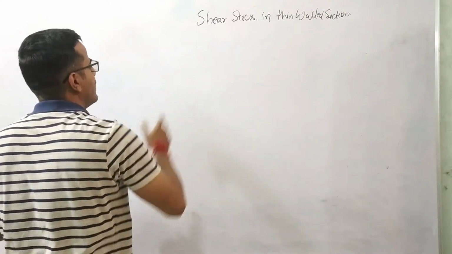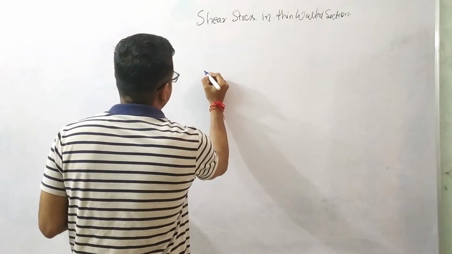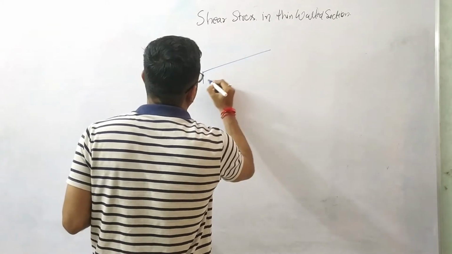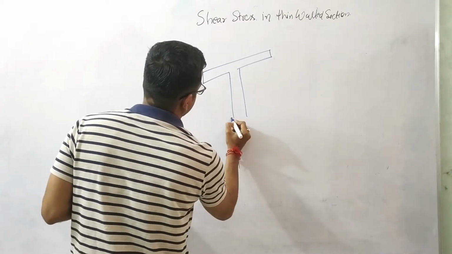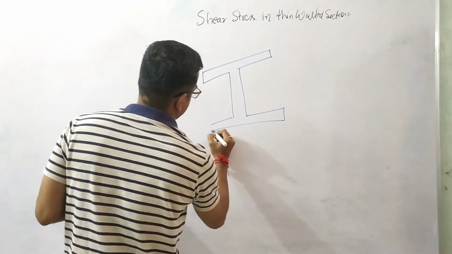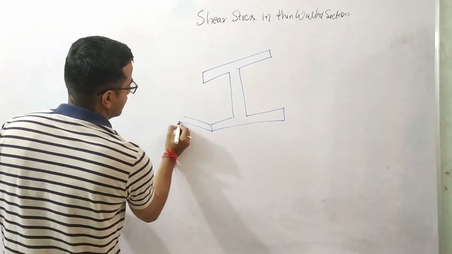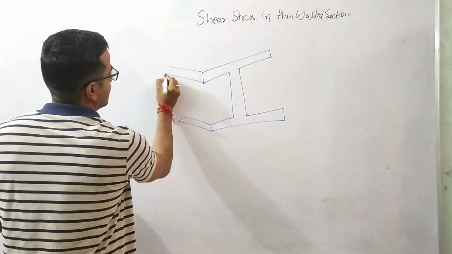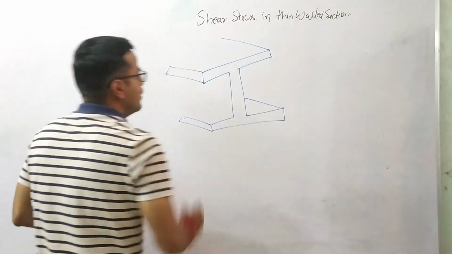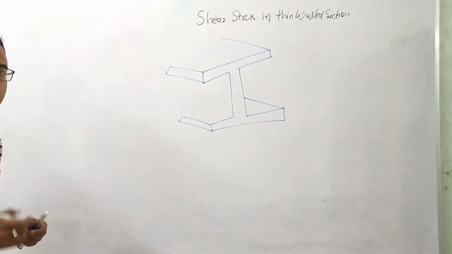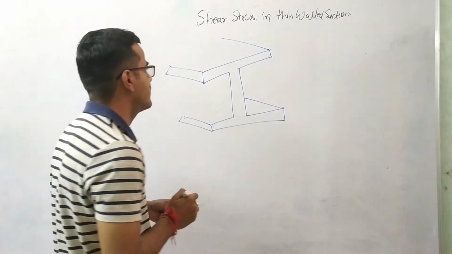Let us suppose I have an I section over here. So this is an I section. Now, in this section, we need to find what our shear stress distribution will be.